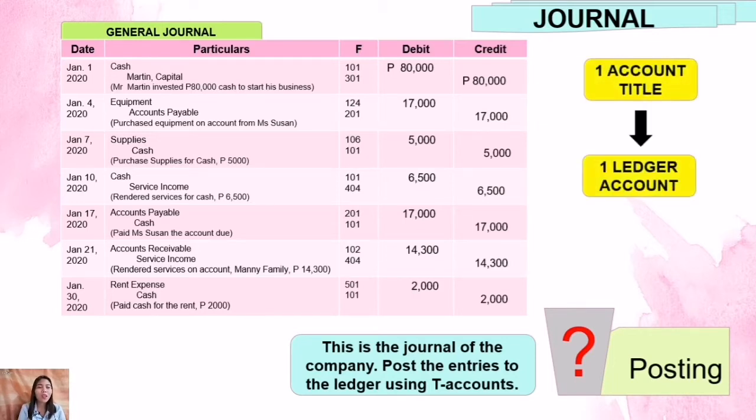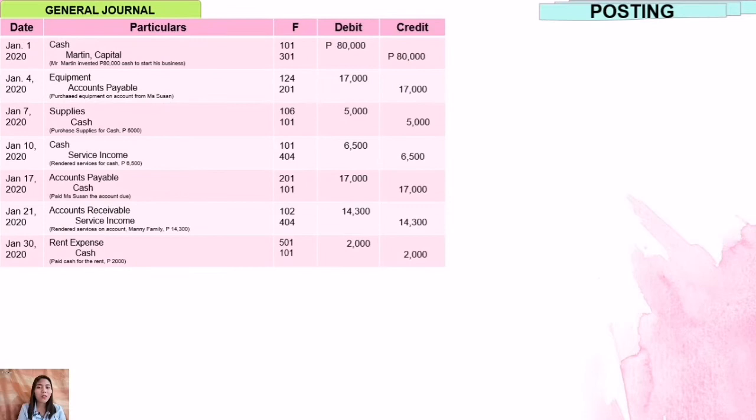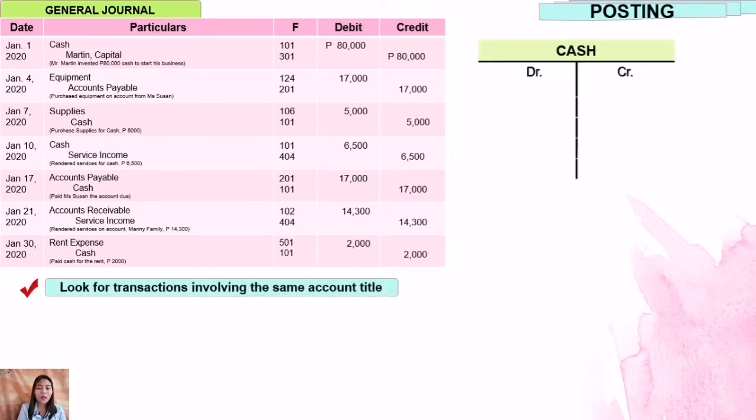So remember, one account title is equivalent to one ledger account. So you can identify if you are correct in doing this if you have counted your account titles and then it matched the number of your ledger accounts. Now let's start with the first one. So in posting to the ledger, first draw the T accounts with debit and credit. Then first look for transactions involving the same account title.